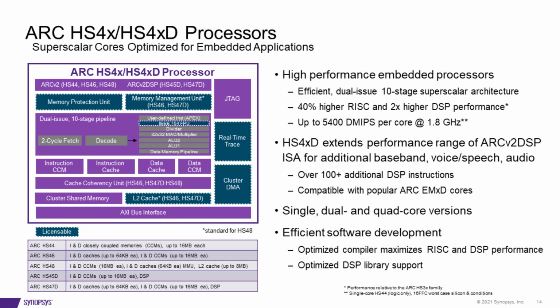So a little background on one of our core families that's used quite a bit in storage applications today, and will continue to be used as the market moves toward computational storage: our ARC HS4X family. This is a 10-stage pipeline processor family with the ability to add DSP capability as well. You can see that it's a very efficient core. Using benchmarks like Dhrystone, it's about 5,400 DMIPS at 1.8 gigahertz.